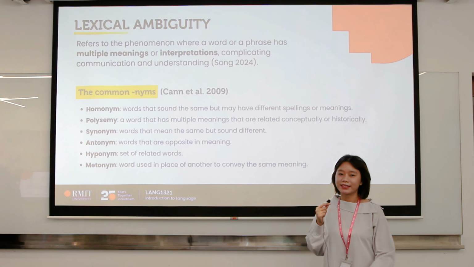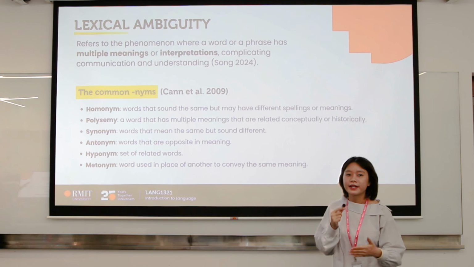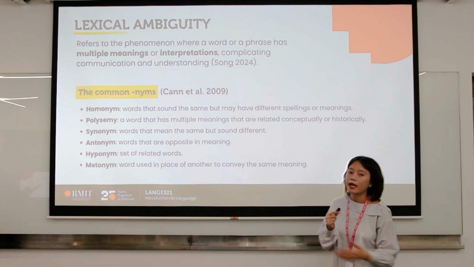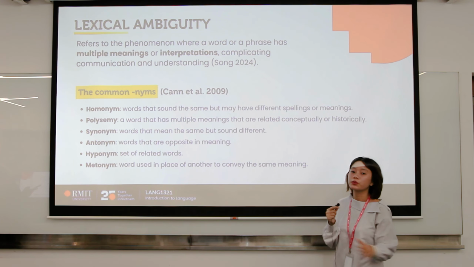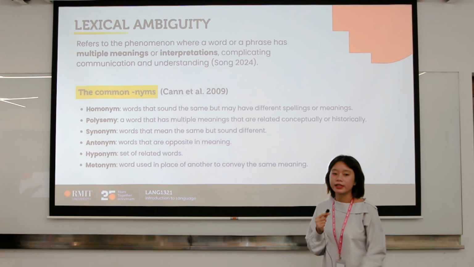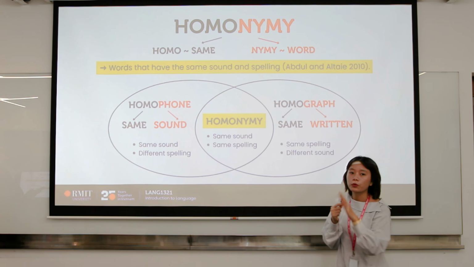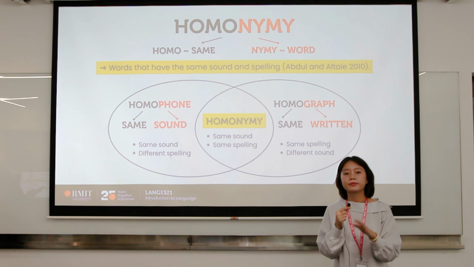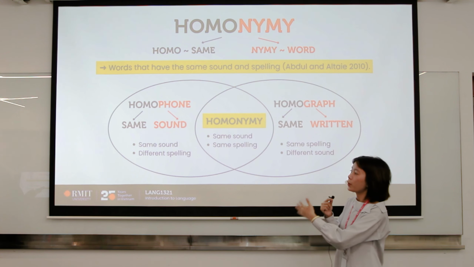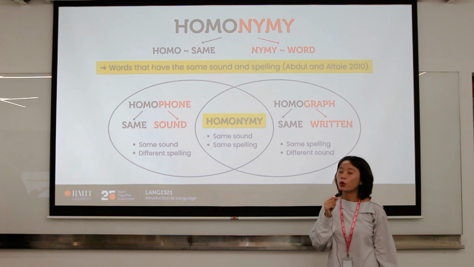Here, that is the lexical ambiguity, which refers to the phenomenon where a word or phrase has multiple meanings or interpretations, complicating communication and understanding. Here are some common terms that you might face in our daily life, and we will dig deeper into homonymy and polysemy. For homonymy, as you may see, homonyms are words that have the same sound and spelling. For the homophone, phone stands for sound, so these words have the same sound but different spelling. So let's move to our examples for homonymy.